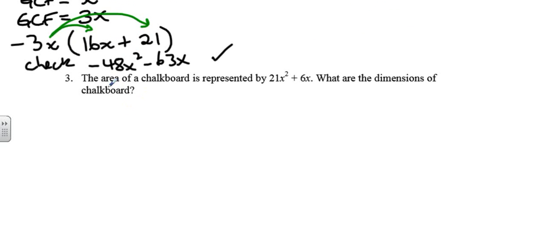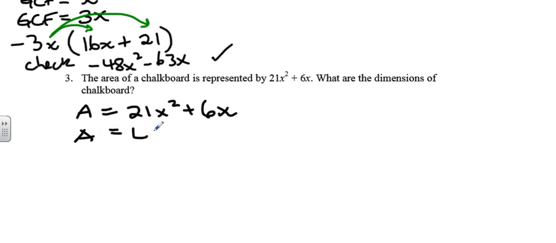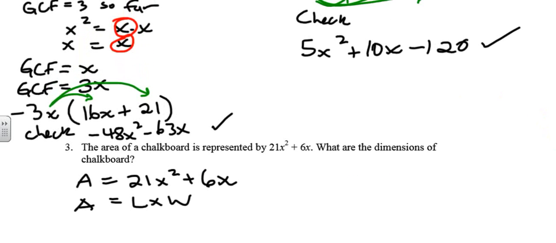word problem. It says the area of a chalkboard is represented by that equation. So area equals 21x squared plus 6x. And it says what are the dimensions? So you know that area is always expressed as length times width, as we're assuming the chalkboard is a rectangle. And so I need to get it in terms of something times something else. I've got something plus something else here. But I know that factored form is something times something else, right?